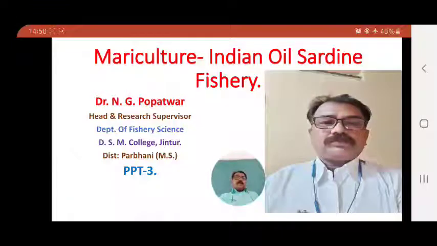Hence it is called the Indian oil sardine, and that is why, for extraction of oil, this fish is utilized in surplus quantity in the Indian region. Hence this sardine fishery is most important, most commercial, and annually more than 50 crore rupees are earned from the sardine fish and sardine byproducts. With this, we have completed the sardine fishery.